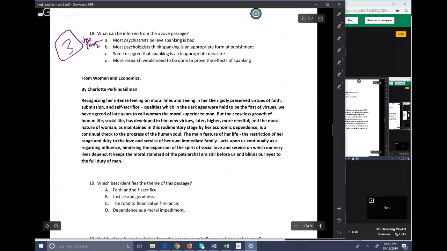I said that C was stated in paragraph 4. And I said that D was the answer. More research would be needed to prove the effects of spanking. Here's why that's accurate. If you felt like D might have been stated, you would be wrong.